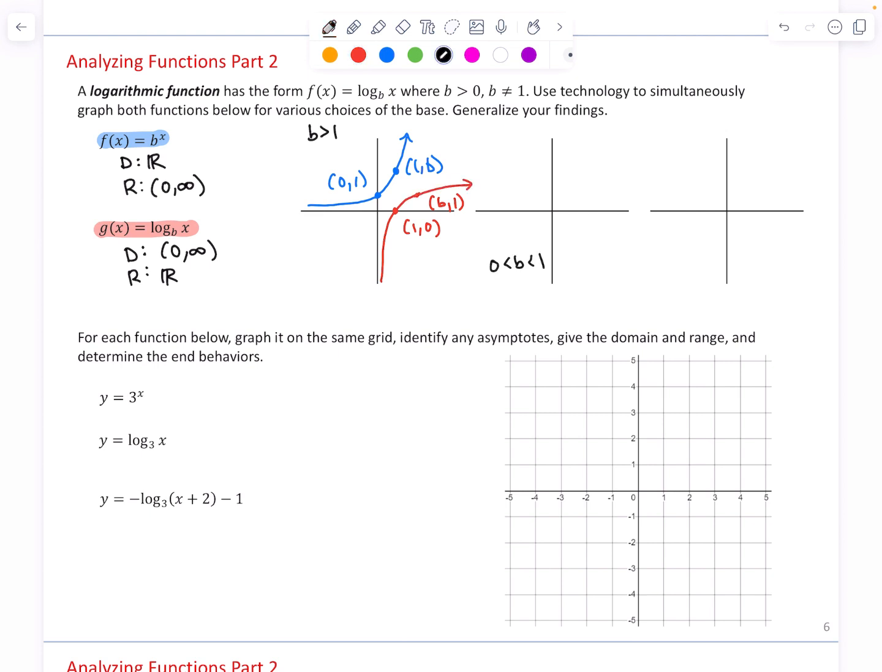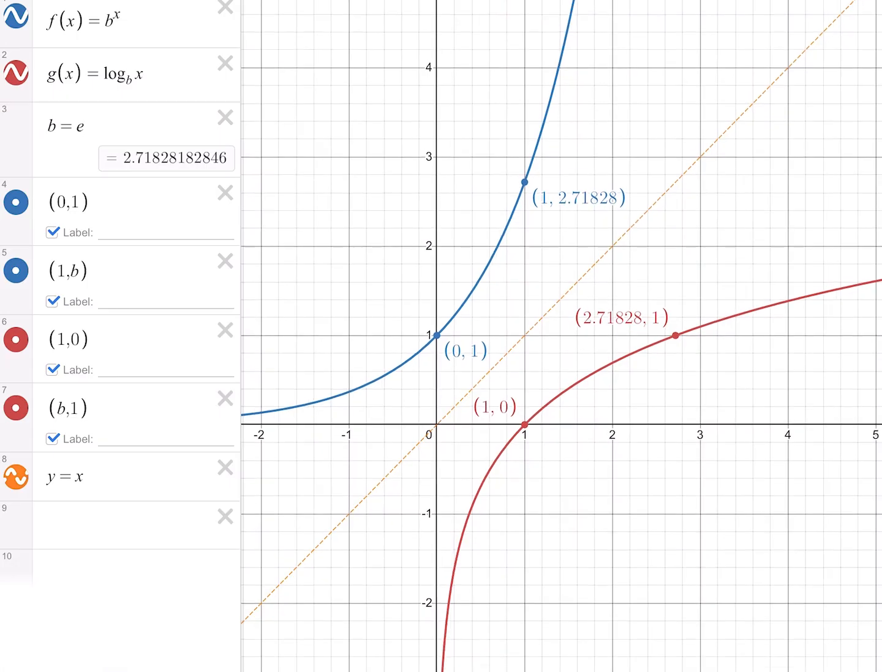Now if b is between 0 and 1, we'll have a decaying exponential, passing through (0, 1), and a second point will be (1, b). The logarithm graph will also be decreasing, going through (1, 0) and (b, 1), and will arch into the fourth quadrant. Now I would like to explore the case when b is Euler's constant e, and we get these two important graphs.